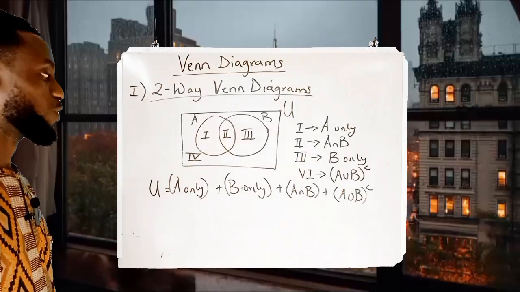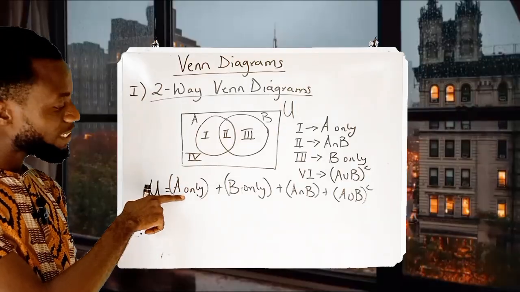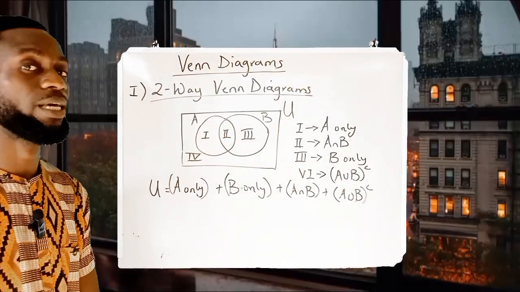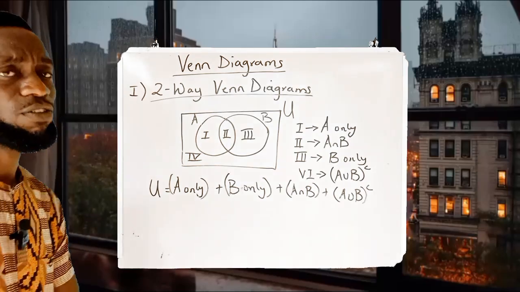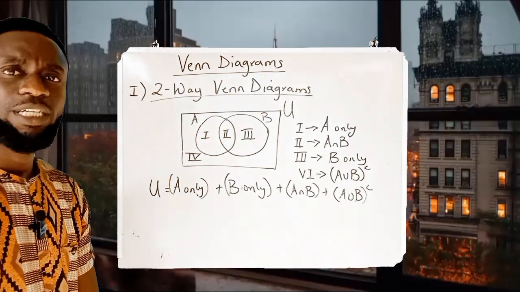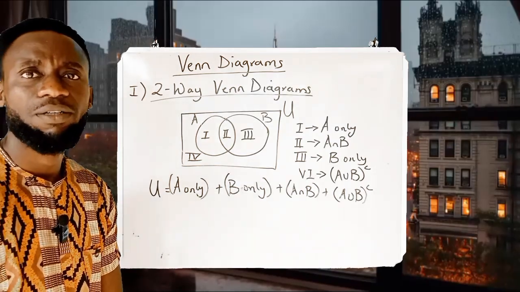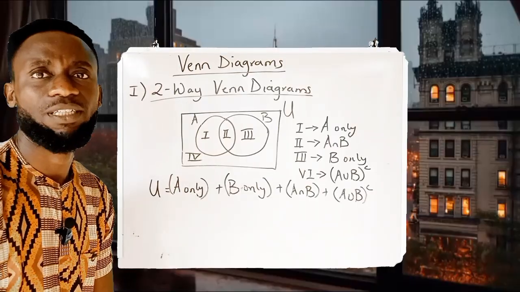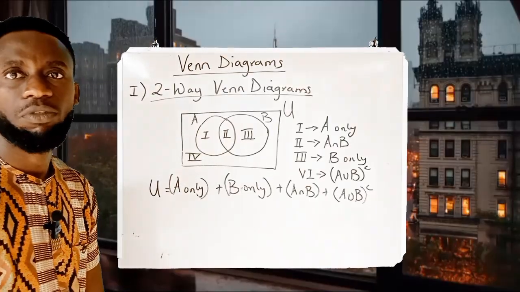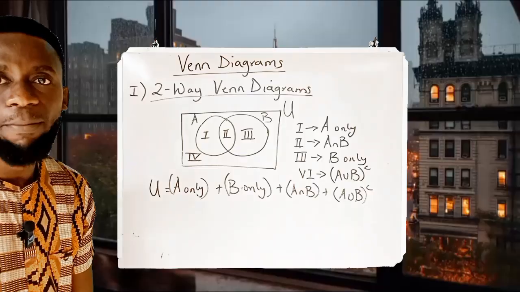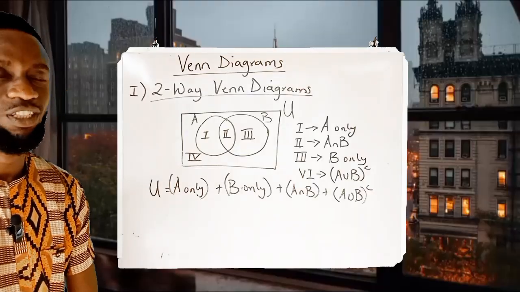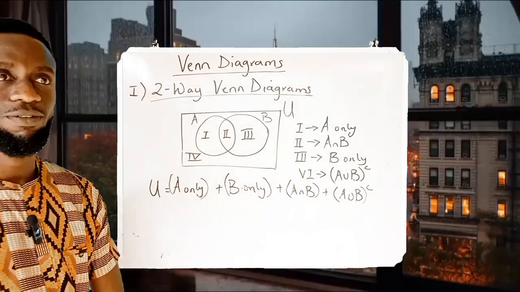The only place you might have problem is you hardly see a question that gives you only A. You might be told that in a class of 50 students, 30 offer geography, 25 offer physics, 10 do not offer any of those two. How many offer both? Like, you see what I just said?